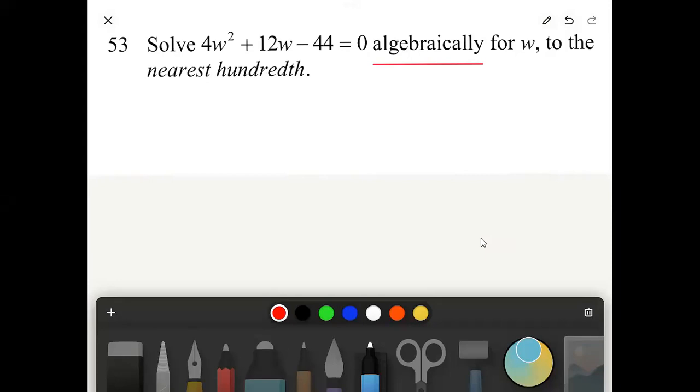This is going to be the last question I do tonight. It's kind of getting late and I'm getting tired, but I'm going to wrap up with this one.